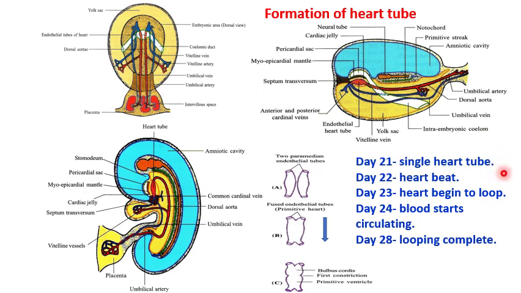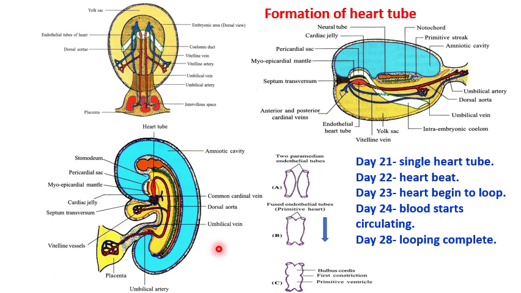And the timeline goes like this: on day 21, the single heart tube is being formed, and as soon as the single heart tube forms, the heartbeat is developed. So heart starts its beating on day 22, and on day 23 heart begins to loop into the pericardial sac, and on day 24 blood starts circulating, and the circulating blood is very, very important for the further development of the heart tube. And by day 28 the looping is complete.